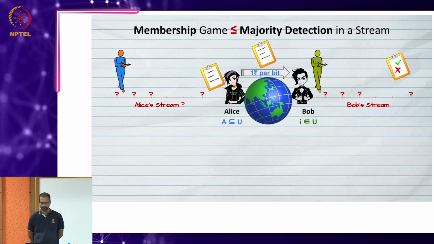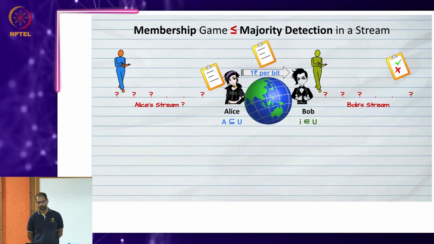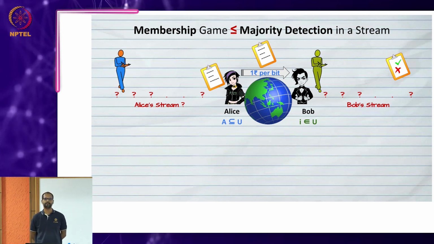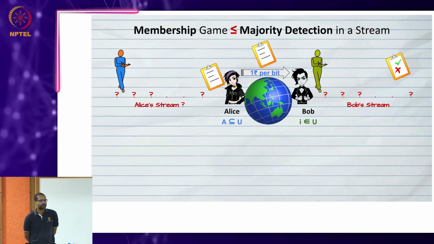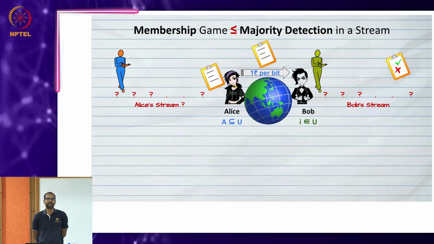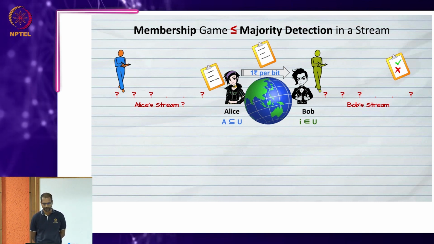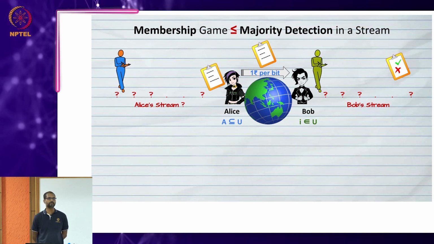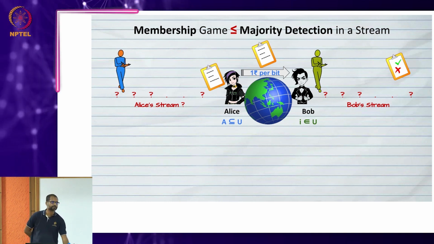Okay, so yeah, so tell me, and we already know what is the algorithm. We are just going to run the majority detection algorithm, right? Let's pretend that that's the only streaming algorithm we know. Can we use this majority detection streaming algorithm to help Alice and Bob solve the membership game? Okay, so this is the concrete question you asked about.